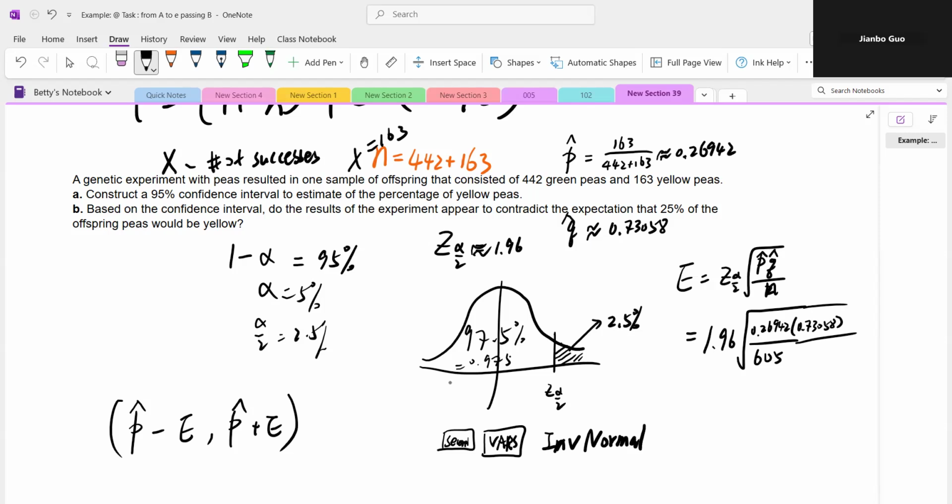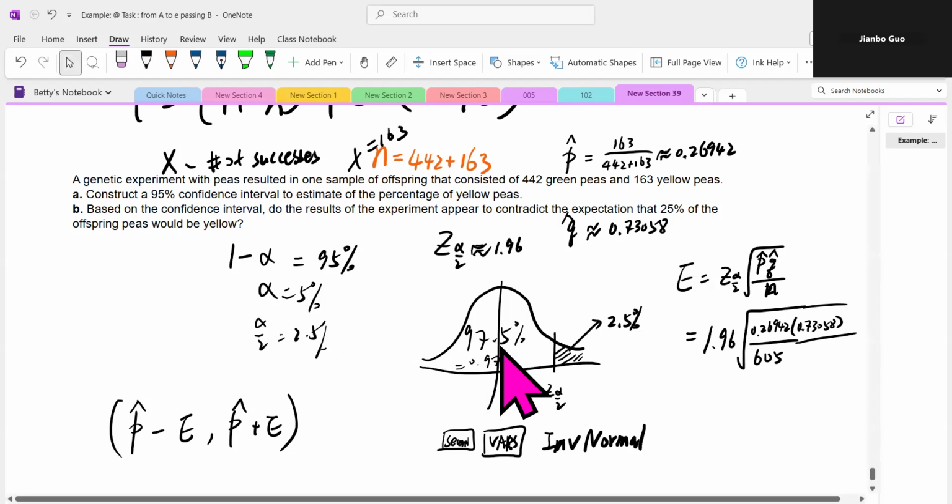Use that function. Enter the area as 97.5%, as decimals is 0.975. Mu is 0, sigma is 1, because it is the standard normal distribution. So use inverse normal to find the value of this z-score. It is the critical value, z sub alpha over 2. It is approximately equal to 1.96.